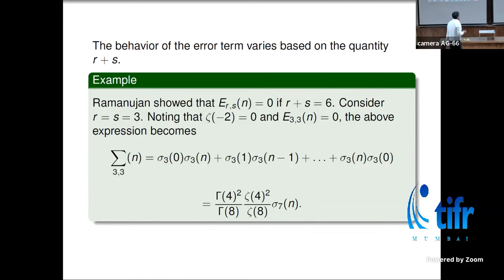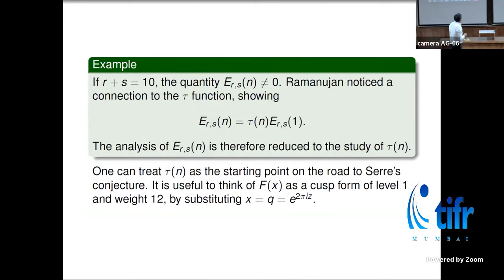Okay, but now Ramanujan's particular interest: if r plus s equals 10, something interesting happens, then this quantity E_{r,s}(n) is not equal to 0. And then Ramanujan observes that the error term is connected with this function tau(n), which I've defined, right? Which was defined as this combinatorial object in terms of some power series and so on. So some of the analysis of E_{r,s}(n) is there, and then this E_{r,s}(n) turns out, after scaling, to be the same as tau(n), right? So that's for r plus s equal to 10.